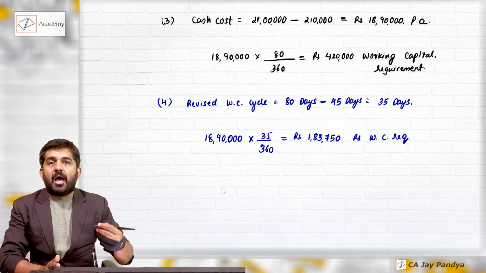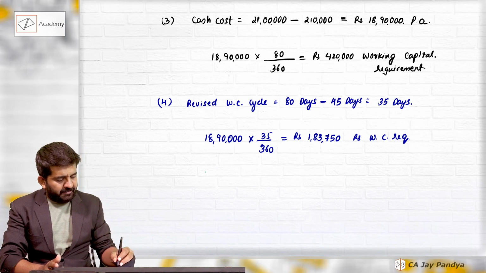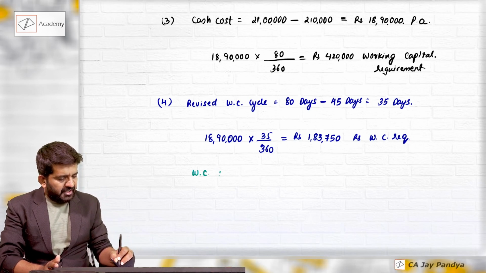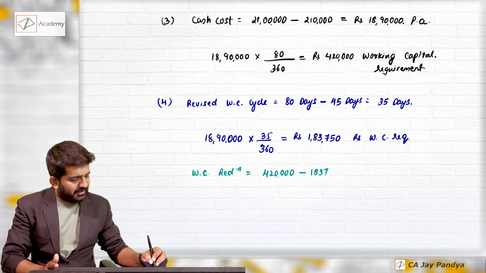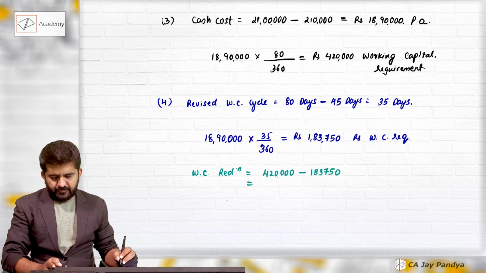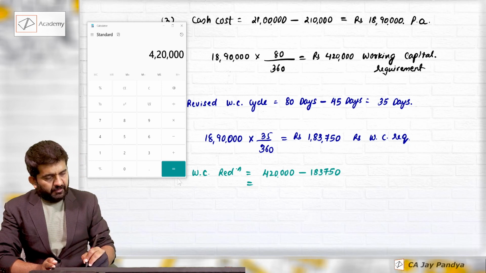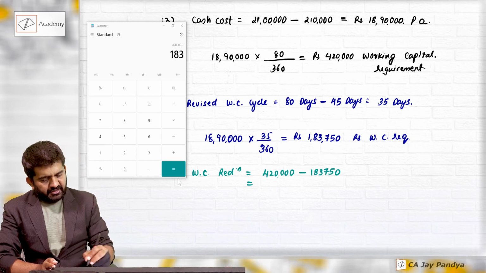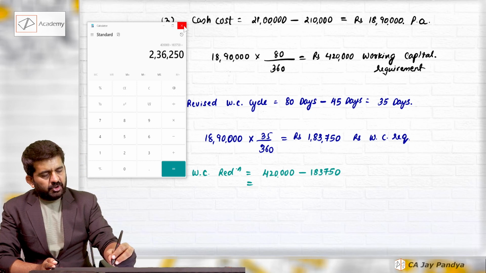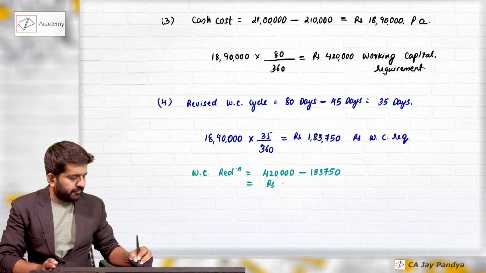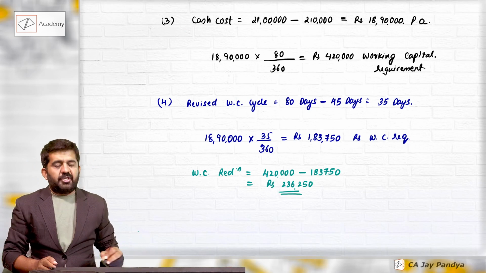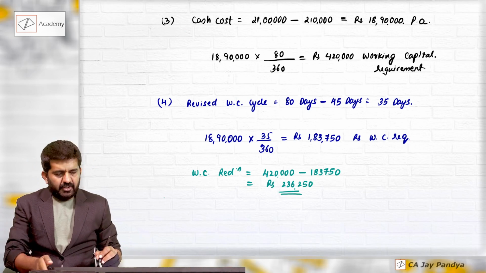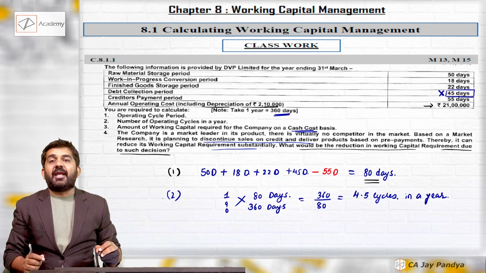What is asked is how much working capital requirement will be reduced. Working capital reduction will be 4,20,000 minus 1,83,750, which is 2,36,250. This is the reduction in working capital requirement. We have solved all four questions. This was C 8.1.1.